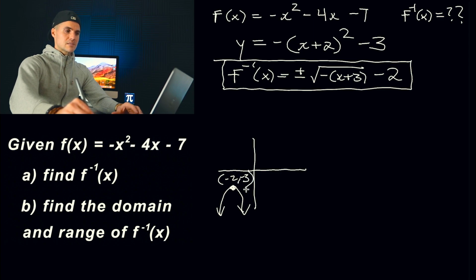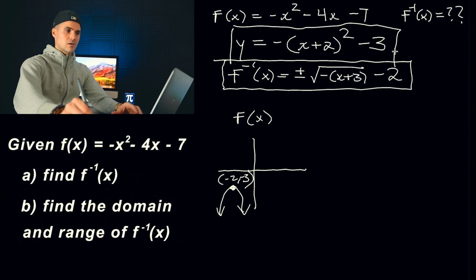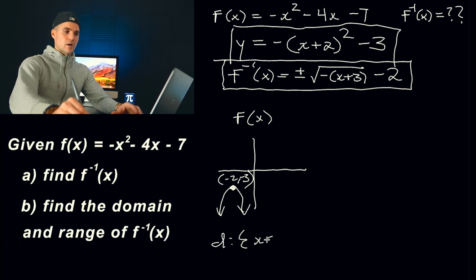Now remember, this is the original function, right? This is not the inverse. This is f of x. This is this function right here. So what's the domain of f of x? Well, it's x ∈ R. And then what's the range? It's y ∈ R, but y is less than or equal to -3.